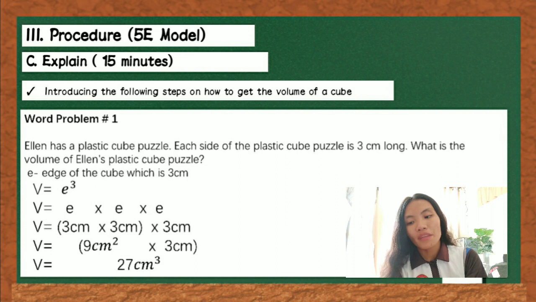In the next step, volume is equal to 3 centimeters times 3 centimeters, which is 9 centimeters squared, times 3 centimeters for the third edge. So 9 centimeters squared times 3 centimeters is equal to 27 centimeters cubed. It becomes cubed because the exponent 2 is added to the exponent of 3 centimeters, which is 1. So 2 plus 1 is equal to 3, and it becomes 27 centimeters cubed.